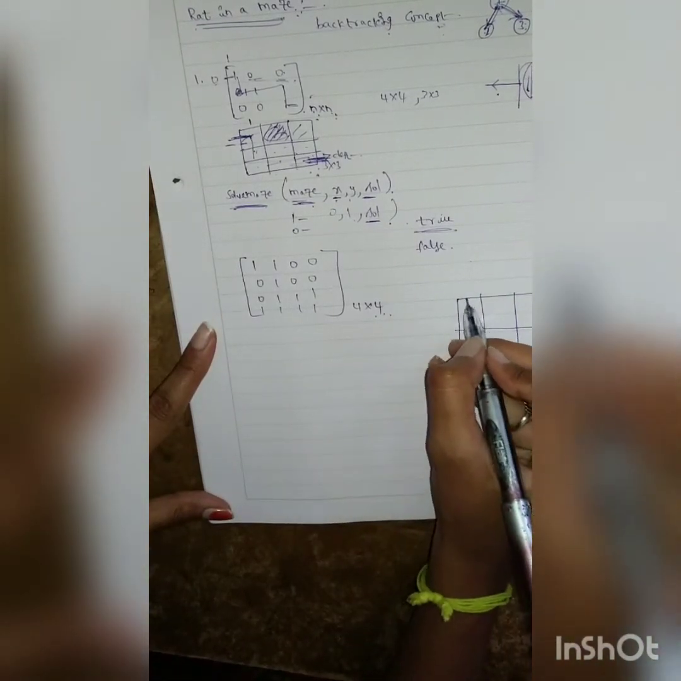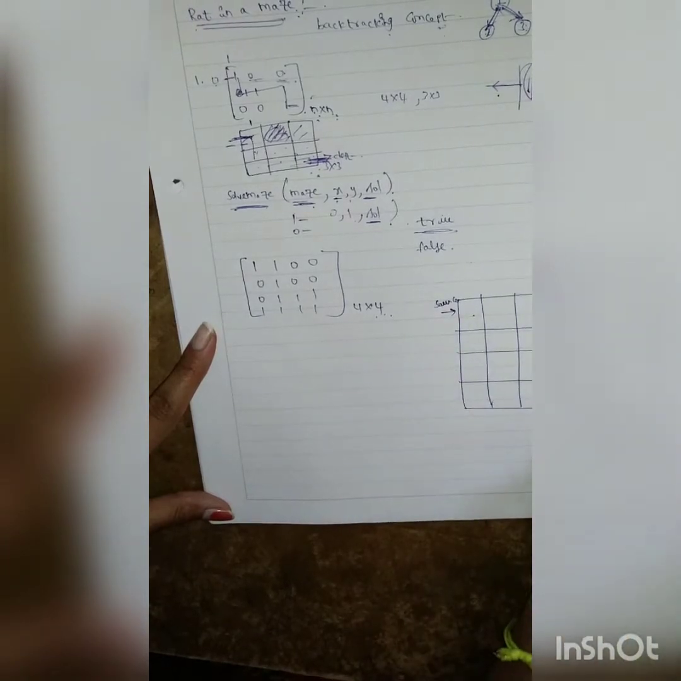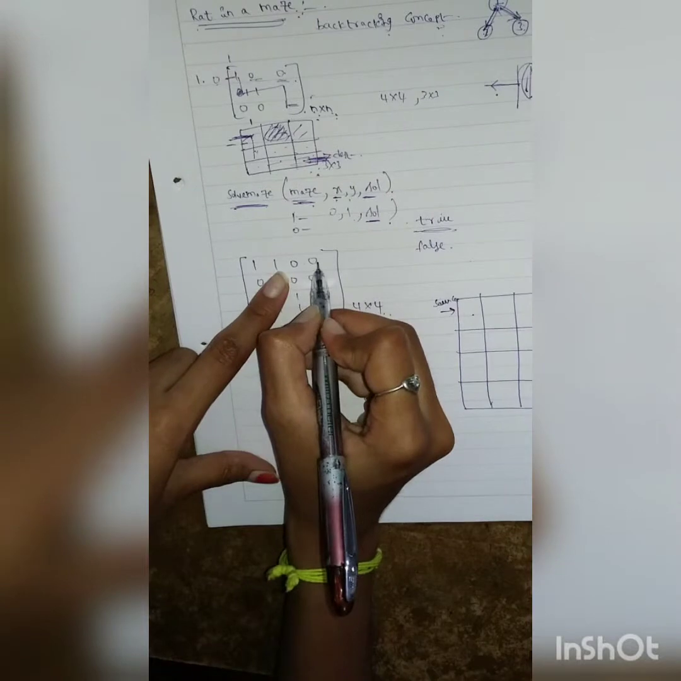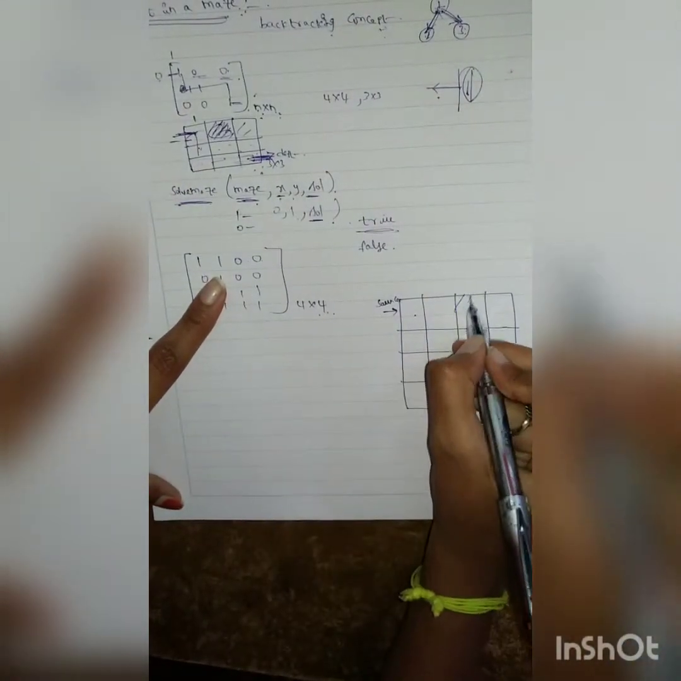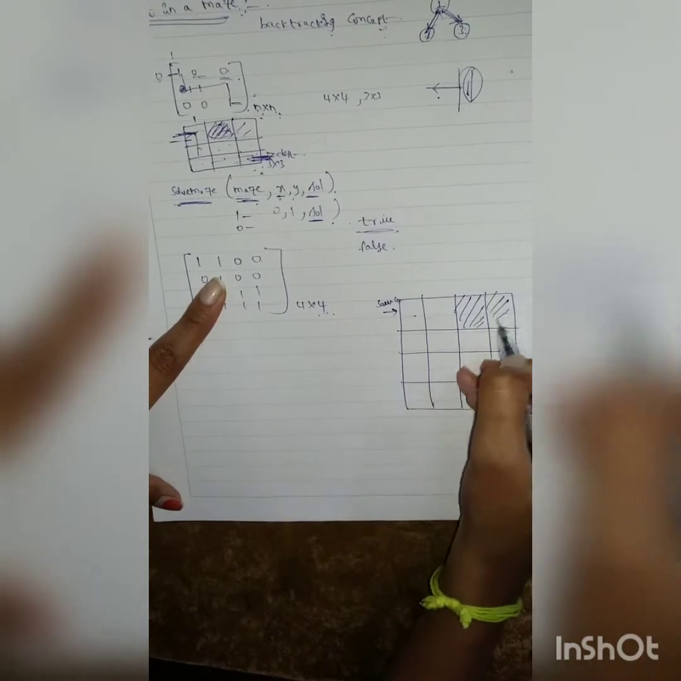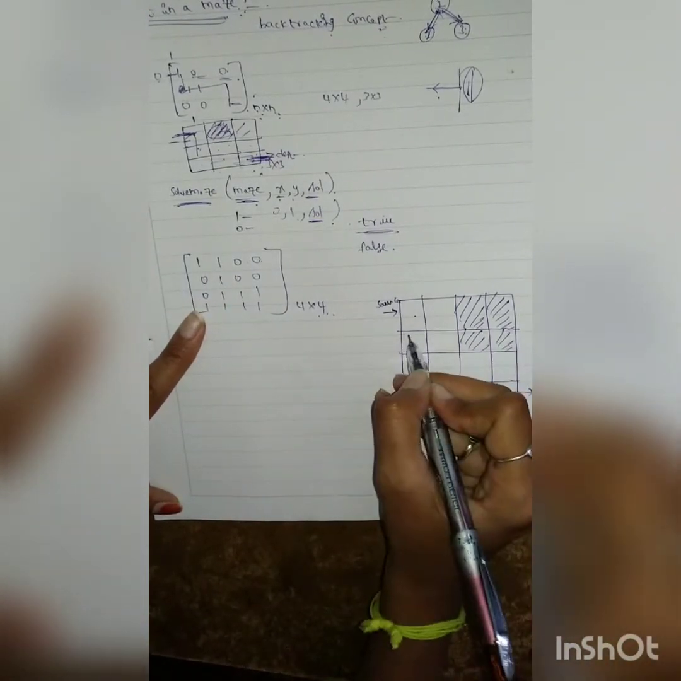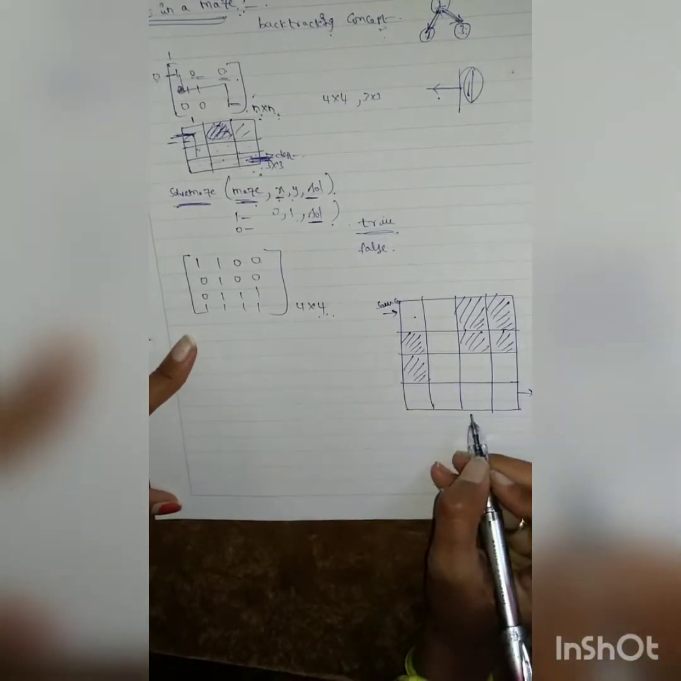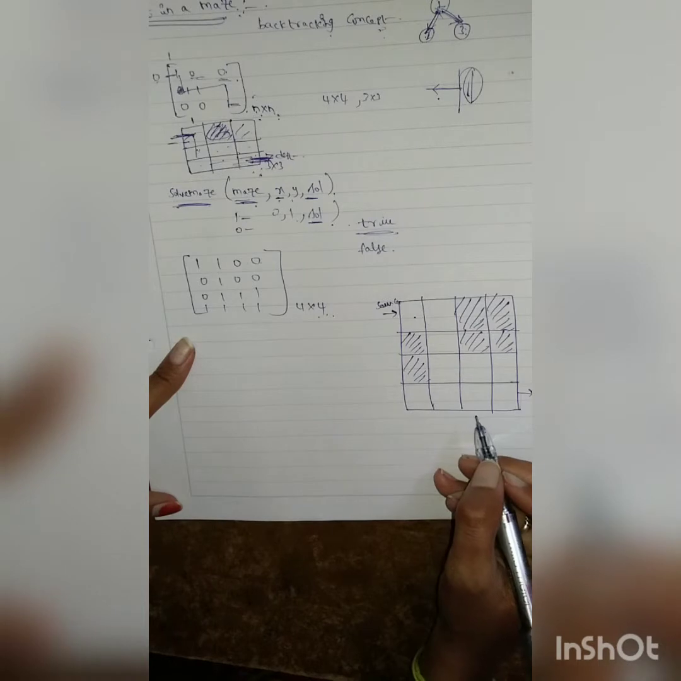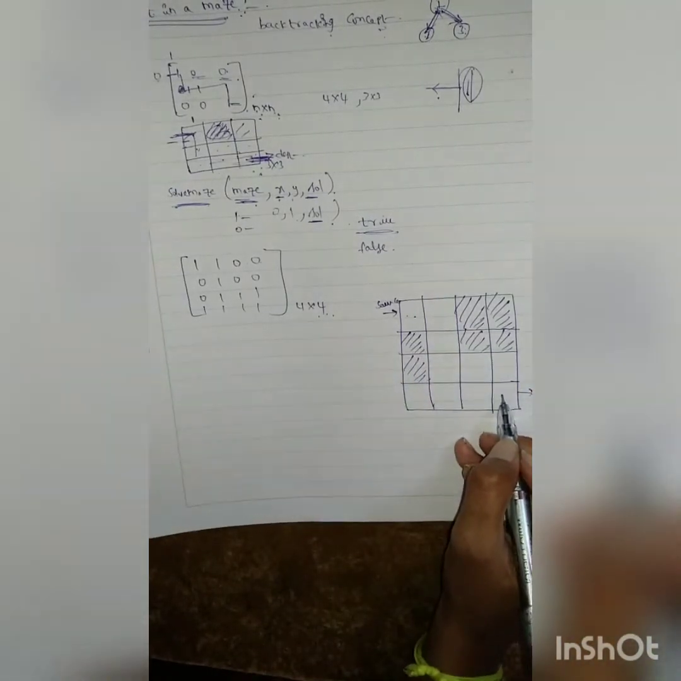This is the source. This is the destination. And as zeros are represented as blocked, we shade these so that we can better understand that these are blocked ones. This is blocked. So the rat can move only in this space.